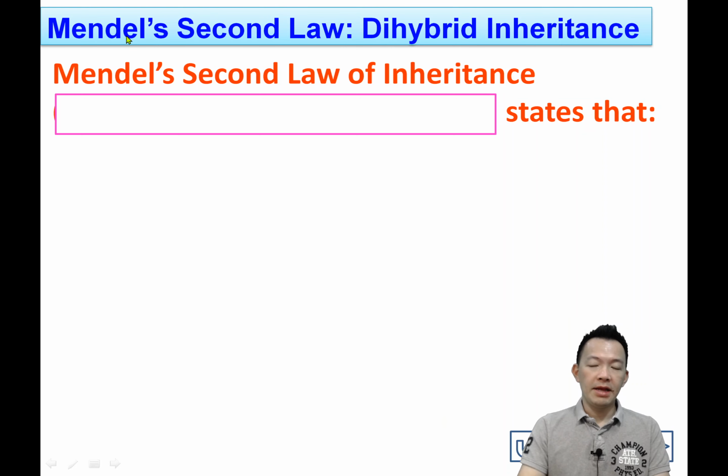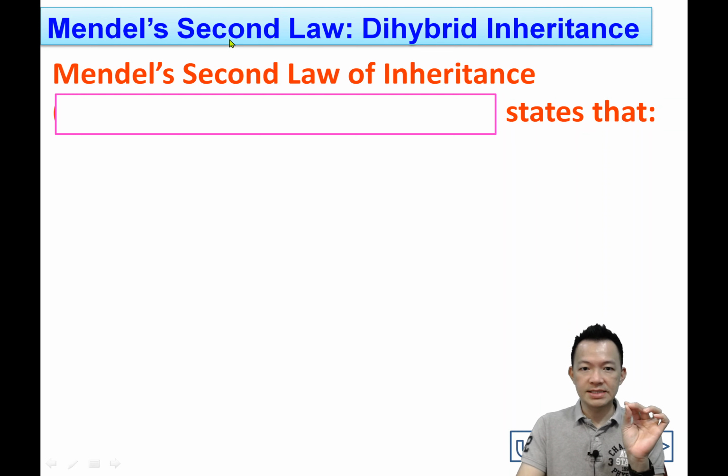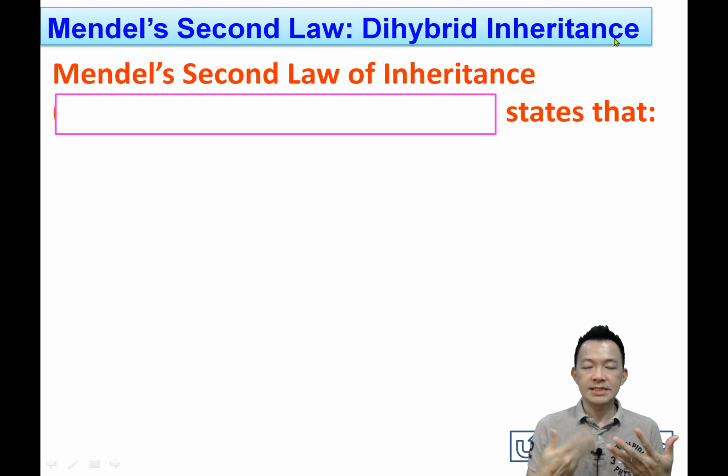New title, Mendel's second law. In the previous video, we talked about Mendel's first law, monohybrid inheritance. But now we change our title to Mendel's second law, dihybrid inheritance. What does dihybrid inheritance mean? For my understanding, di means two, hybrid means mixed together.